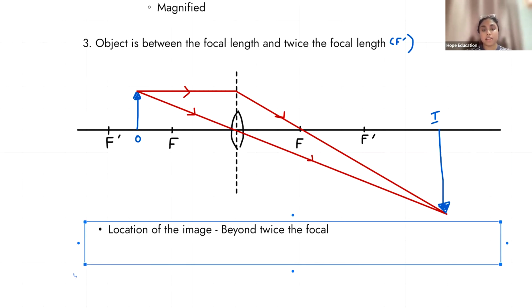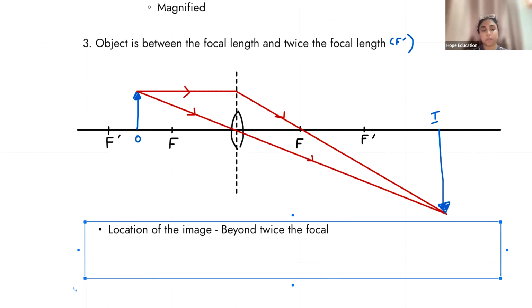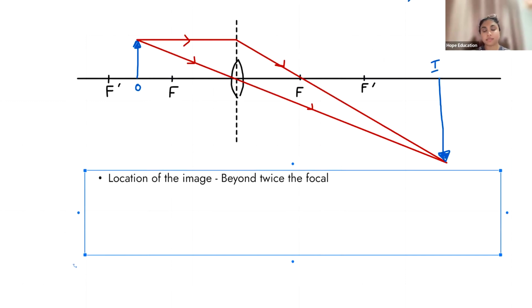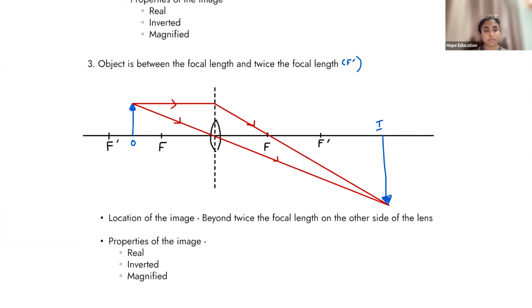Then properties of the image: it's real, it's inverted, and it's magnified. Is that clear, Lamai? Is that clear to all of you? Okay. Then let's draw this.